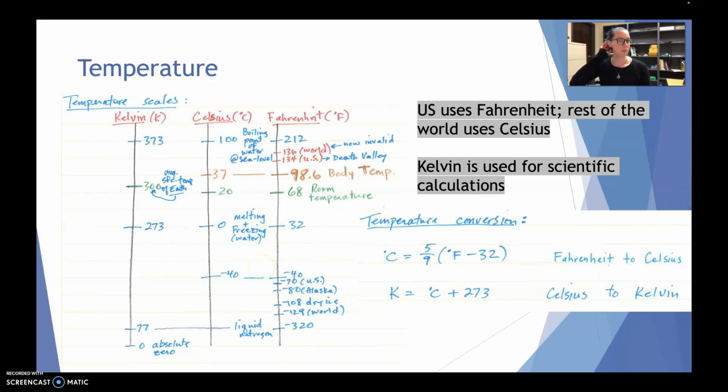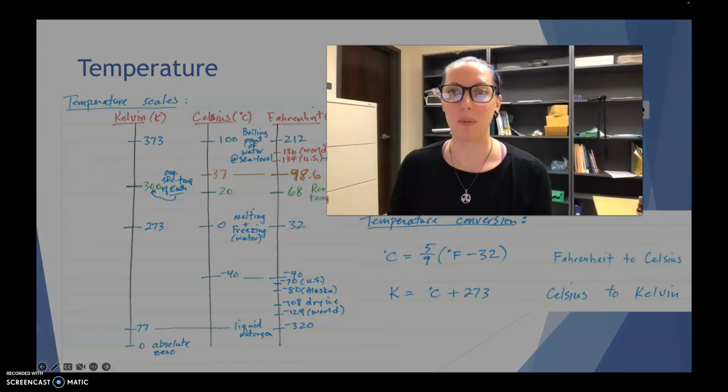So this is just a reminder of what temperature and heat are. In the next video, we will go into further ideas of water and the properties of water and why that is so important.